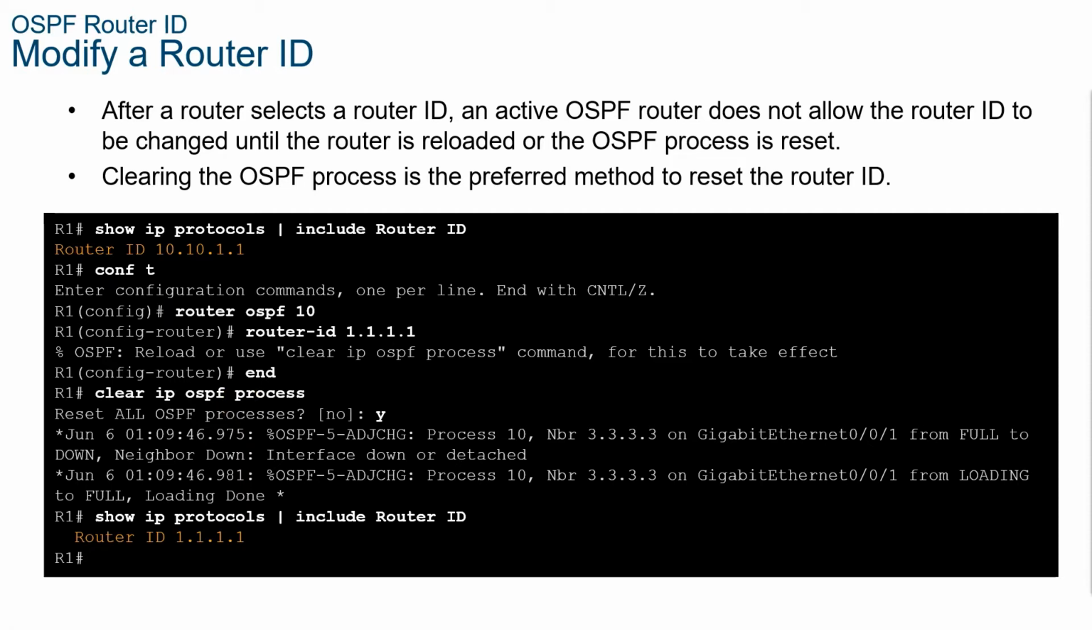Now you can verify that R1 is using the new router ID with the show ip protocols command, piped, so that it simplifies the output to display only the router ID section. Clearing the OSPF process is the preferred method to reset the router ID. Take note that the router-id command is the preferred method. However, some older versions of the IOS do not recognize the router-id command.